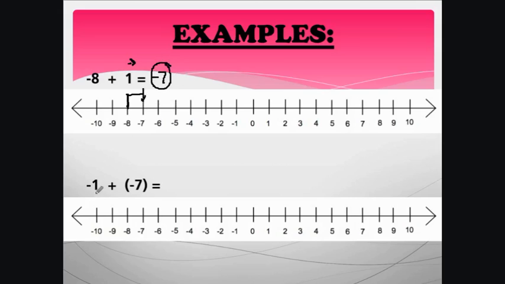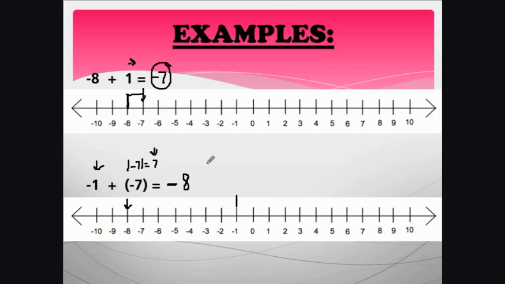Next, let's take a look at this one. We're starting at negative 1. And we're asked to add a negative 7. The absolute value of negative 7 is 7. So I already know that that is larger than negative 1. So my solution is going to be negative. So if I have negative 1 and I'm adding a negative 7, that means I'm moving to the left on the number line. So let's move to the left 7 units. 1, 2, 3, 4, 5, 6, 7. That takes me to negative 8.